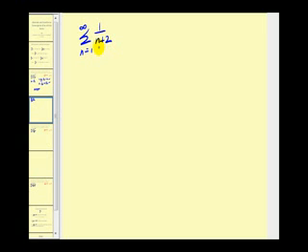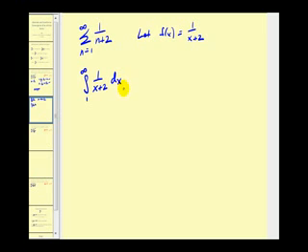To determine if this series is convergent or divergent, let's use the integral test. So we'll let f of x equal 1 over x plus 2. So if we apply the integral test, then if we take the integral from 1 to infinity of 1 over x plus 2 with respect to x, so if this improper integral converges, so does the series. If it diverges, so does the series. So this will be equal to the limit as b approaches infinity of the integral from 1 to b of 1 over x plus 2 with respect to x.